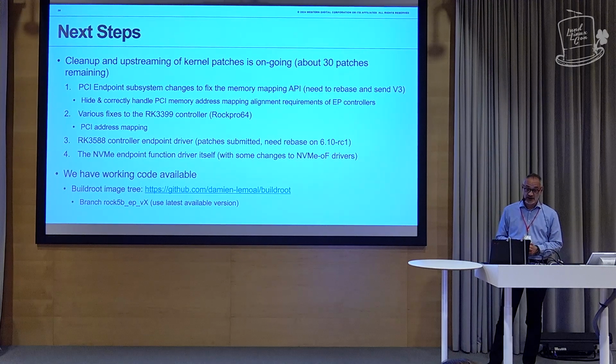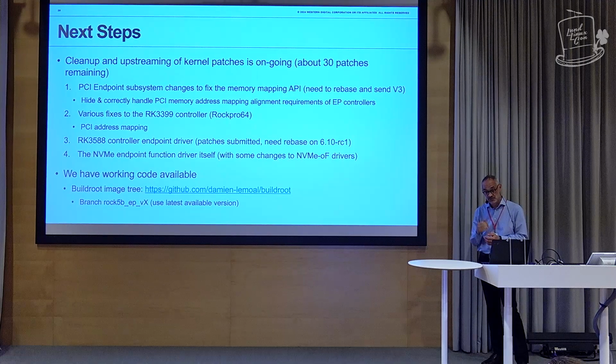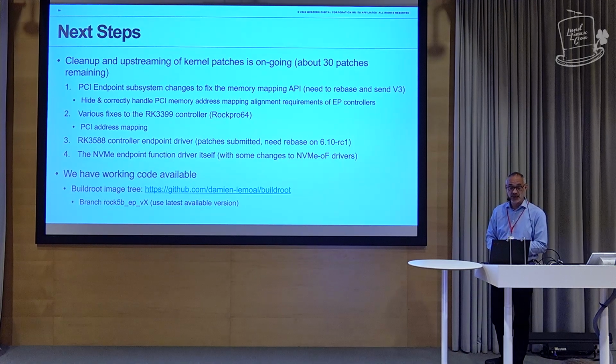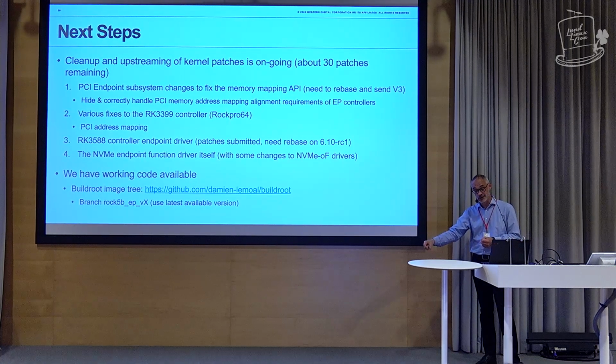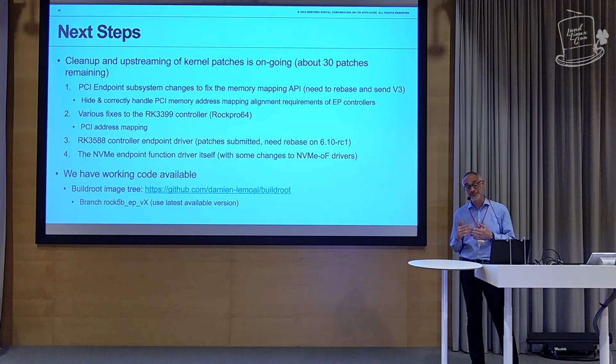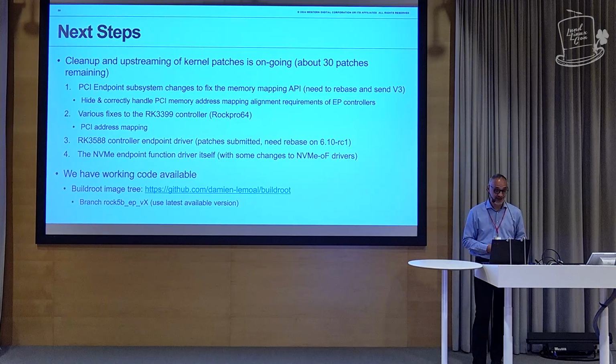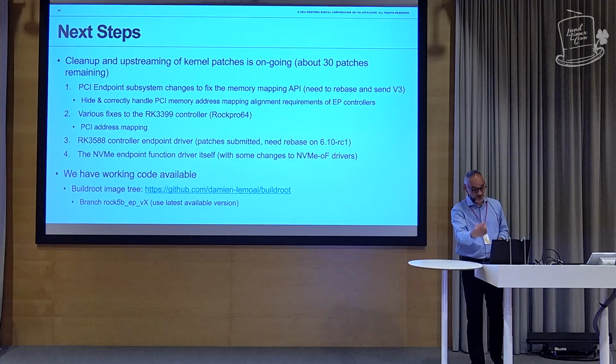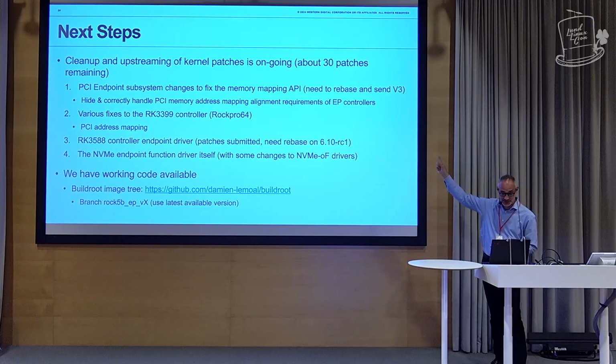We also have another series that fixes the ROC Pro 64 controller, so the RK3399 SoC PCI controller, which is buggy, both for the mapping API as well as how the controller is programmed. There are problems there. If you read the TRM for that SoC, it's extremely unclear. But after a lot of digging, we figured out how it's supposed to be working, which is one of the reasons why we had to do the first series as well. So lots of fixes in that area as well.